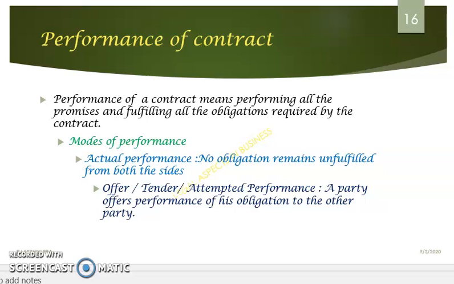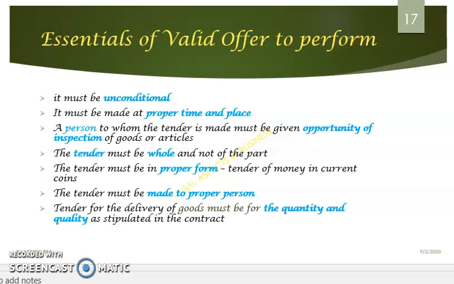Offered, tendered, attempted performance. Sometimes the promisor may offer to perform his obligation under the contract on a due date, but the promisee may refuse to accept the performance. This is what is known as attempted performance or tender. Essentials of a valid offer to perform.